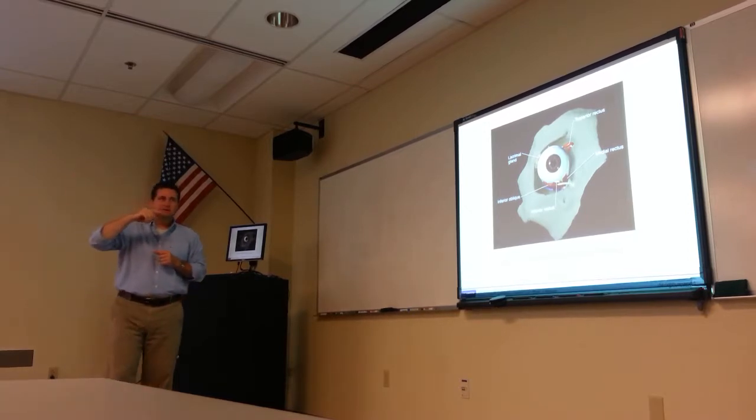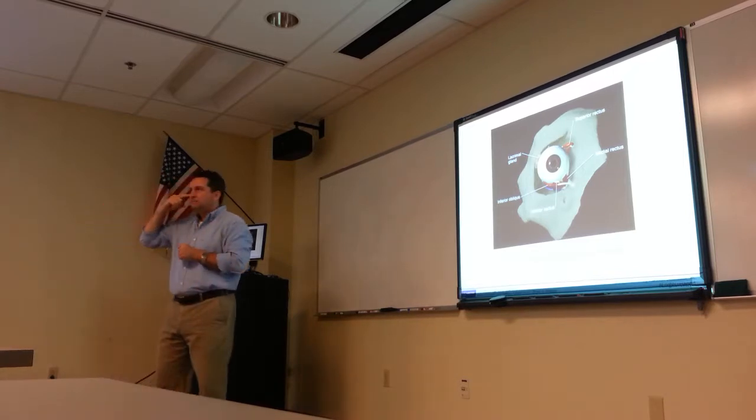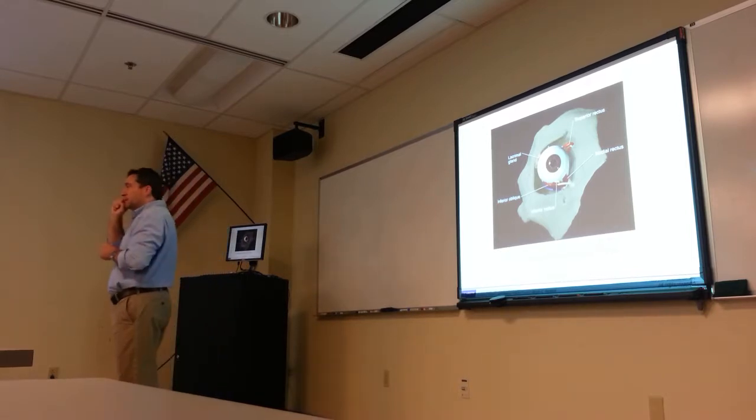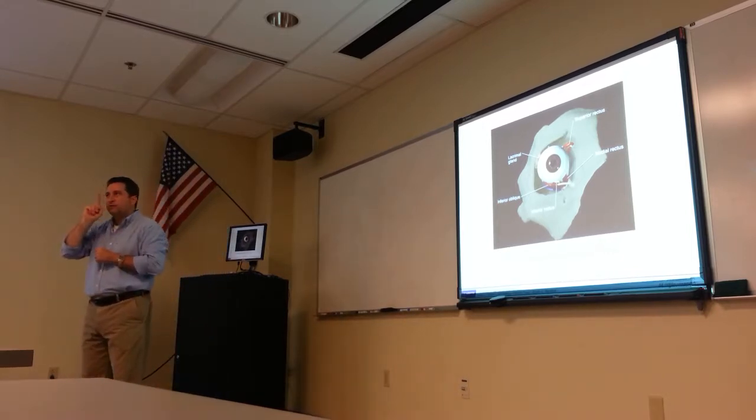Inferior rectus, on the inferior aspect of the eye, when it contracts, it's going to turn the eyeball down. Medial rectus, on the medial aspect of the eye, when it contracts, it's going to turn the eyeball medially. And the lateral rectus, on the lateral aspect of the eye, when it contracts, it's going to pull the eyeball so you're looking laterally. So up, down, right, left.